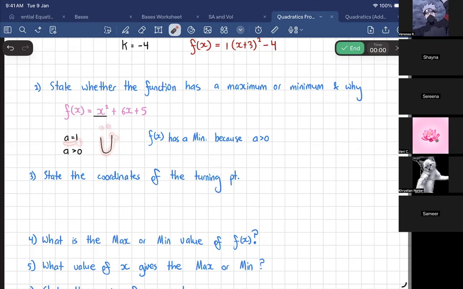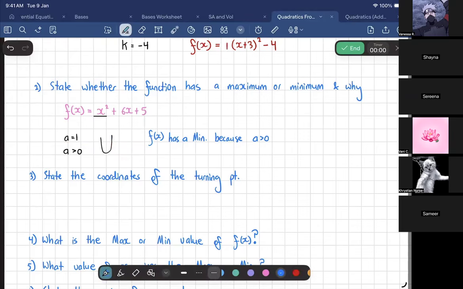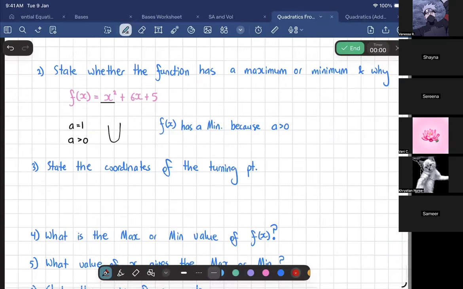So if it's lowest, would it be maximum or minimum? Minimum. Right. So anytime the coefficient for x squared is positive, it's more than 0, then f of x would have a minimum turning point. If it is less than 0, meaning a is negative, it would have a maximum turning point. You understand? Yes, I understand.